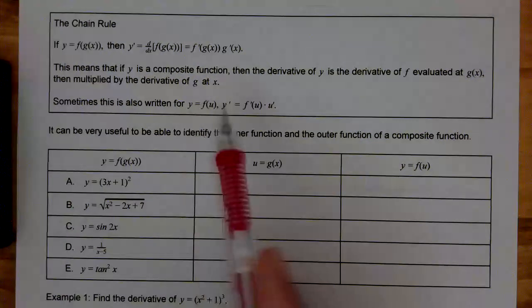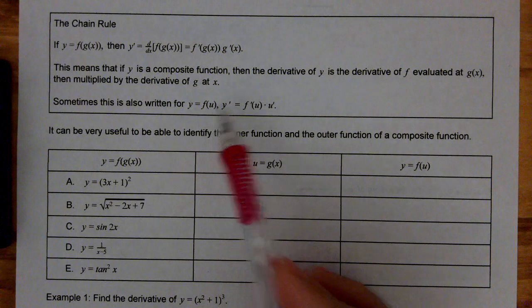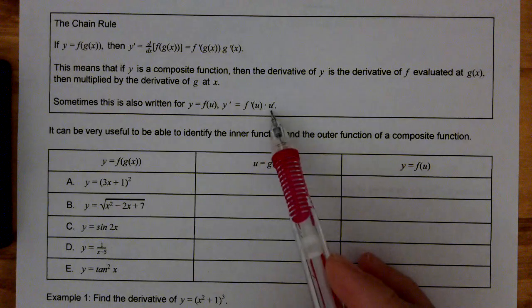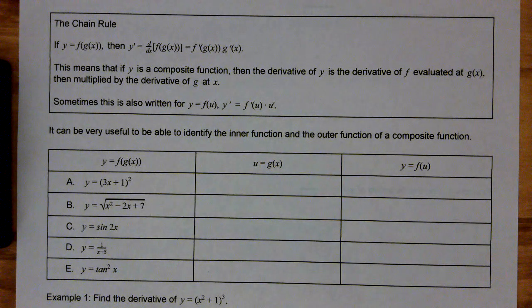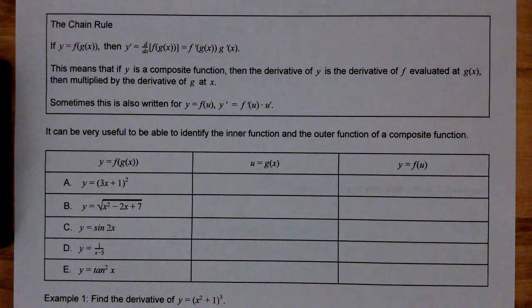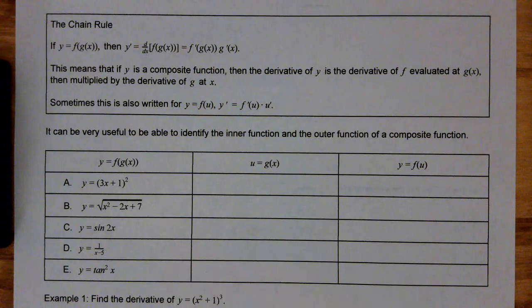Sometimes this is also written as: if we have y equals f of u, then y prime is f prime at u times u prime. Sometimes that notation looks a little strange to start with, but it's a little easier as we go. So it can be very useful to be able to identify the inner function and the outer function of a composite function. So the first thing that I'd like you to do, I'm going to go through example A, and then I'd like you to work through A through E on your own.